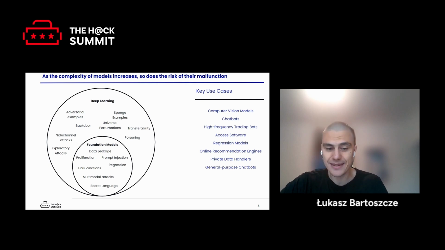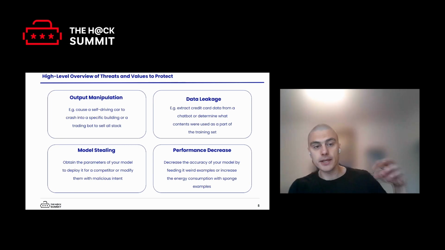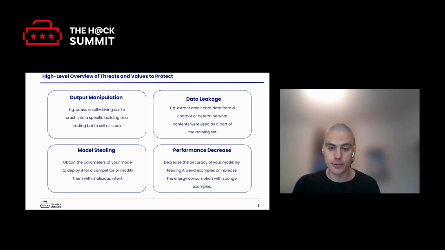So really, there's plenty of use cases that we need to be worried about, and specific goals of the adversaries can also be categorized into different buckets. What are those? Well, the obvious one is output manipulation. Basically, you have a model working online, but the adversary submits a specific input and causes your model to behave in a way that was not in line with your expectations. That's the most obvious violation of robustness.